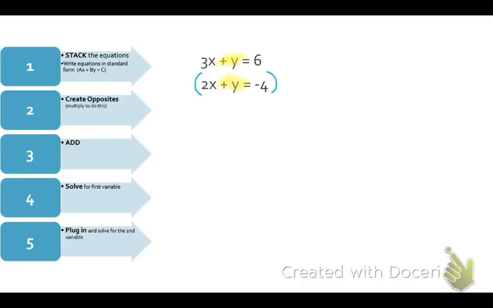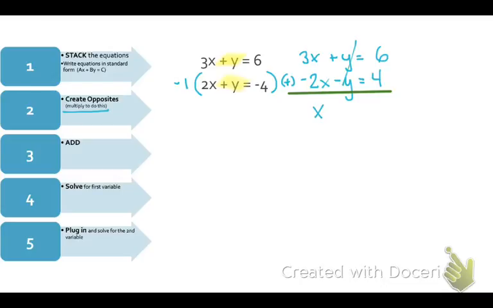So I'm going to cause that to happen by multiplying. If I multiply this bottom equation by negative 1, that will produce an equation that would be negative 2x minus y equals positive 4. I'm just going to recopy the top equation because I'm stacking them. And now that I've created a pair of opposites, I'm going to add these two equations together. 3x plus negative 2x is 1x. Y plus negative y is 0, so that variable is eliminated. And 6 and 4 is 10.